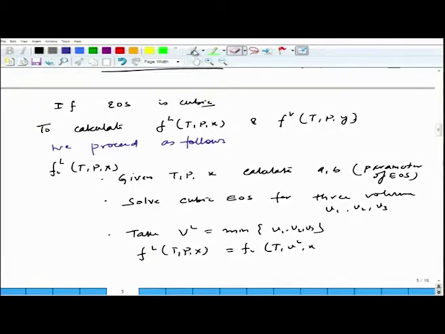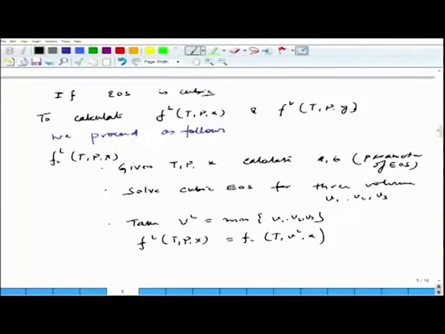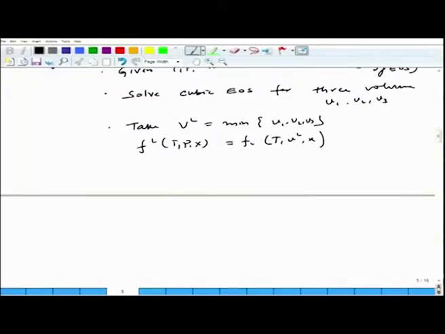So what we have done is basically made use of an equation of state, could be the van der Waals equation of state, could be another equation of state. These are cubic equations of state; we solve it, obtain 3 values of V, and take the molar volume of the liquid which corresponds to the minimum value. Okay. So that is to get FL(T, p, x). Now what about FV(T, p, y)?